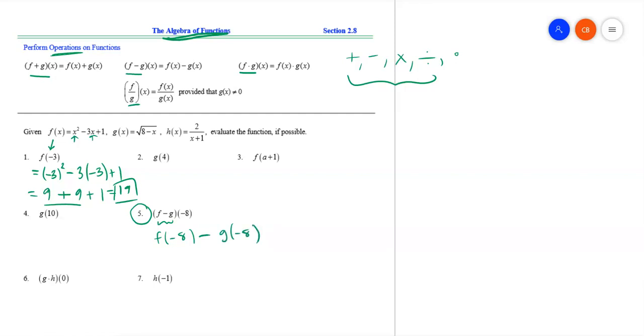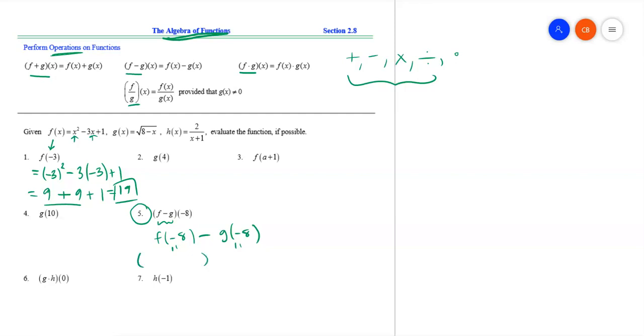That would be one way of doing it. So we could just basically take negative 8, plug it into f, come up with some expression for this one, take negative 8, plug it into g, come up with an expression, or really a number, and then subtract them. So why don't we actually do that one? That will be the first way that we do it.